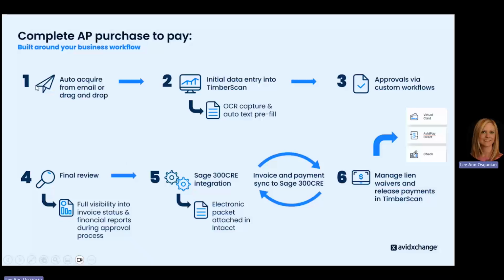So if we take a look at the upper left-hand corner here, the first step in the process is acquiring the invoices. So when you think of TimberScan, think of it really as the front end to your Sage 300 CRE system. When it comes to onboarding invoices, entering them, approving them, and then once that invoice has been fully costed and approved, that's when it will get sent over to Sage. So to get those invoices in the system, there's a number of automation tools that we have available. We have an email monitoring tool and an auto acquire.